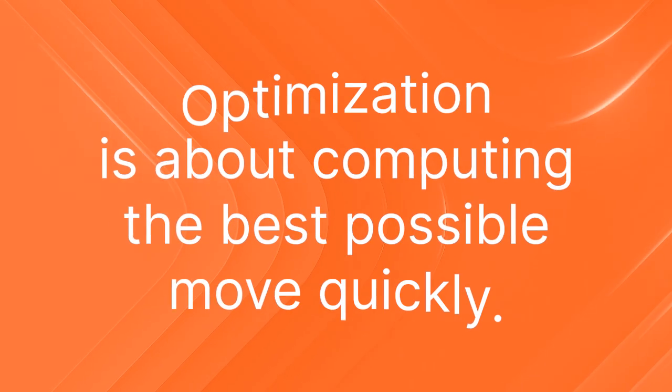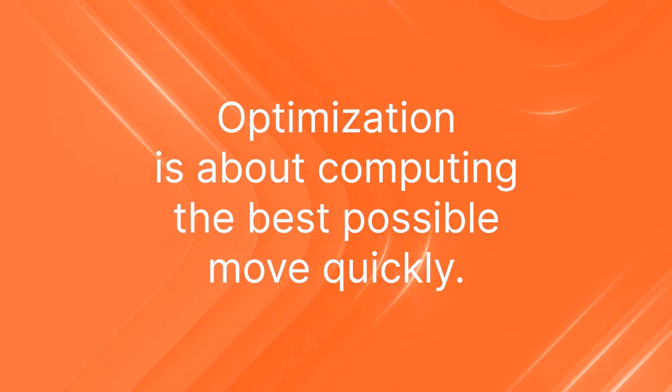You got fixed constraints, 12 stops, multiple regions, and you're trying to find the most efficient route. Optimization isn't about guessing, it's about computing the best possible move quickly. When you need precision and speed to guide action, that's decision intelligence in motion.